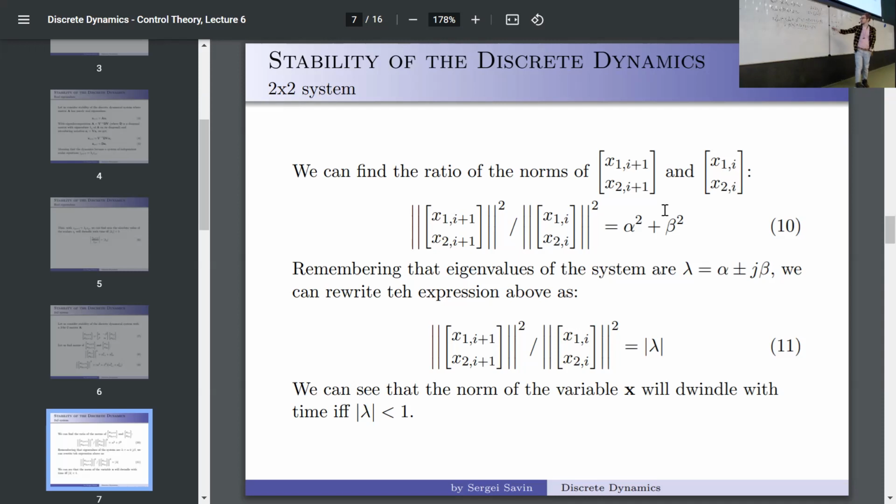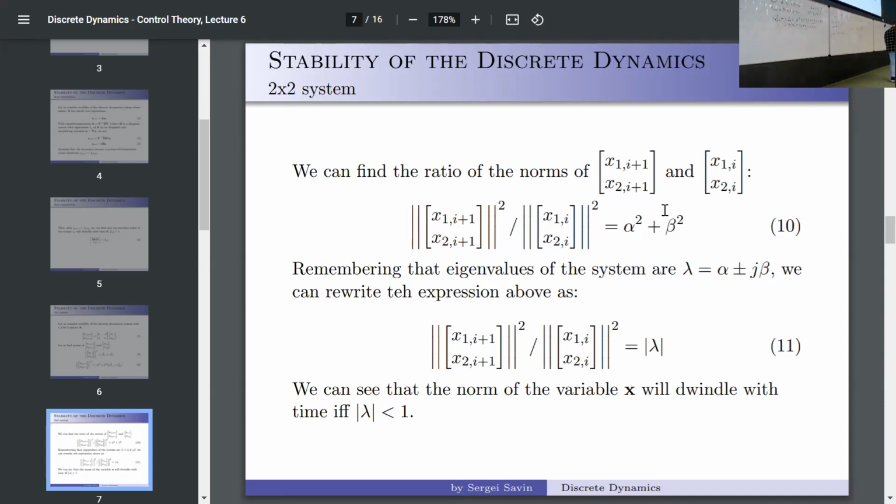So you can see this is indeed the ratio of the norms. The ratio of the squares of the norms was alpha squared plus beta squared. The ratio of the norms, the square root of that, is just the absolute value of the eigenvalue. I'm sorry if this is a little bit pedantic, but I want us to understand where we get those ideas from. So what I'm trying to say here is, again, the square is missing from the expression 11.